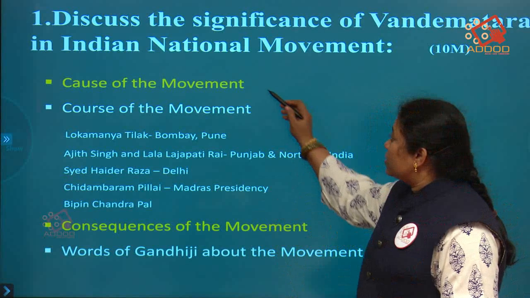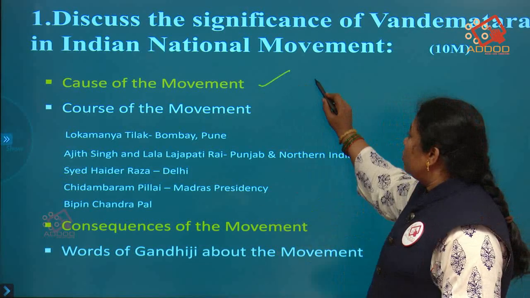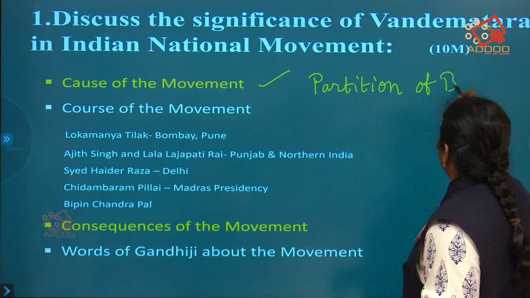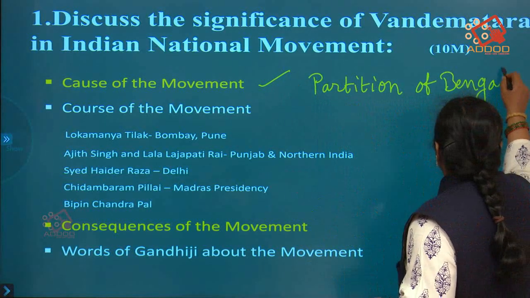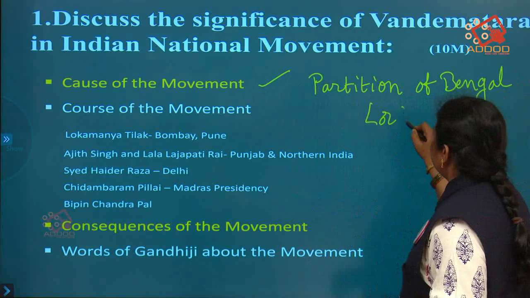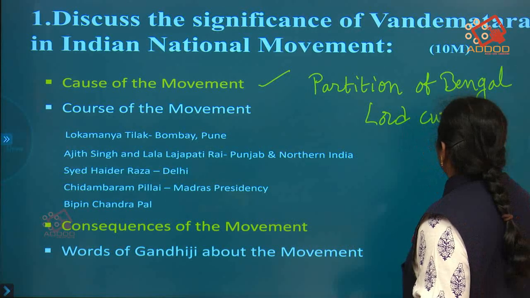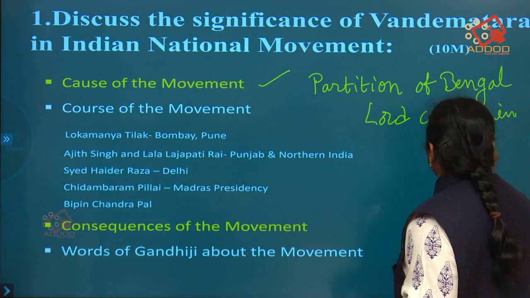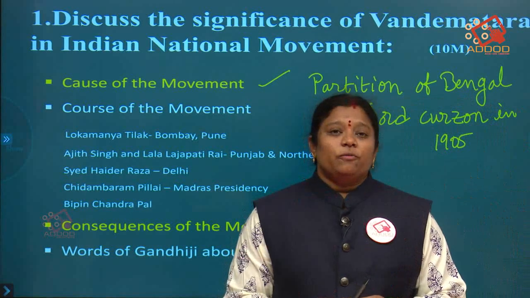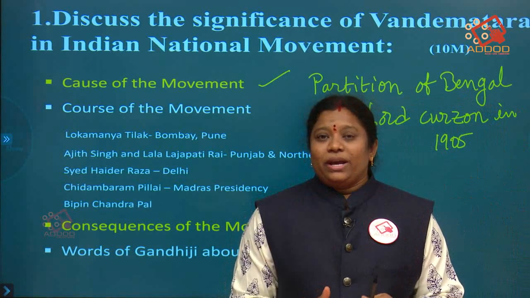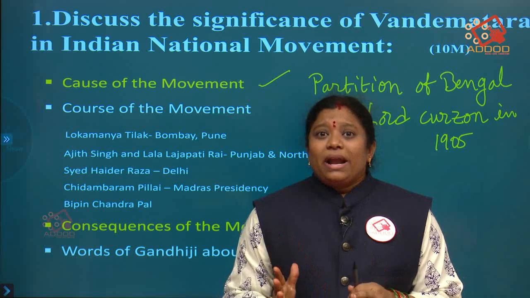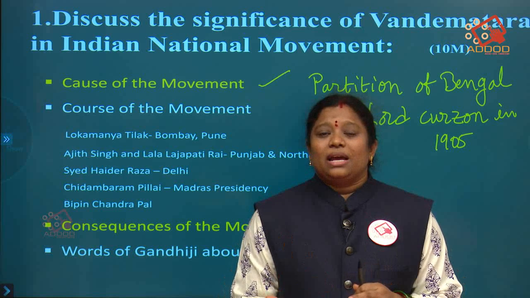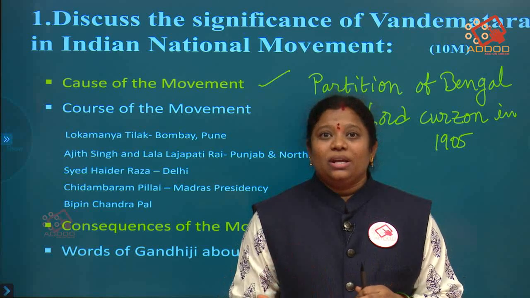So the first cause of the movement was the partition of Bengal, done by Lord Curzon in 1905. Here the partition of Bengal by Lord Curzon in 1905 shows the divide and rule policy of the Britishers, which they implemented to maintain their authority in India.